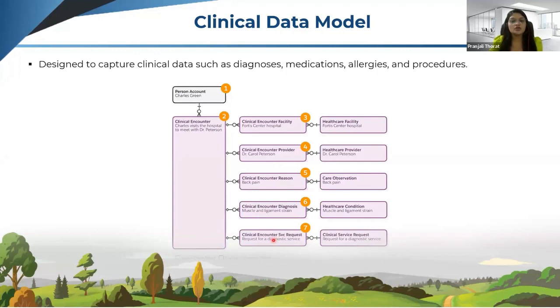Then Dr. Peterson requests a test to confirm the extent of the injury. Then the clinical encounter service request specifies a request for a healthcare procedure or diagnostic service. A clinical service request record refers to a parent clinical encounter record and a clinical service request record. So this is all about the clinical data model. Now moving forward with the next data model.